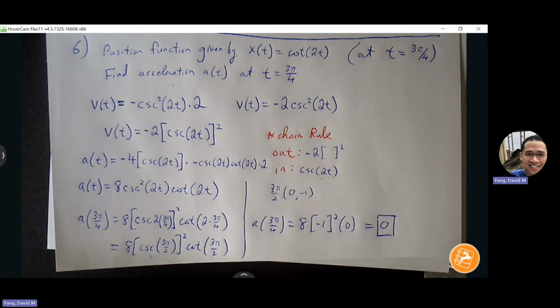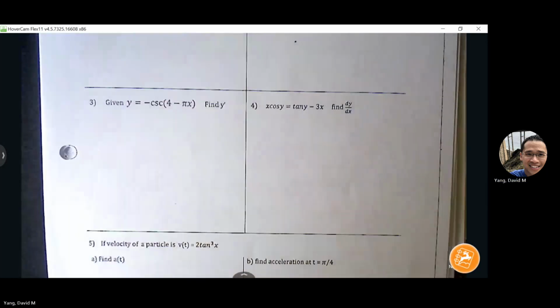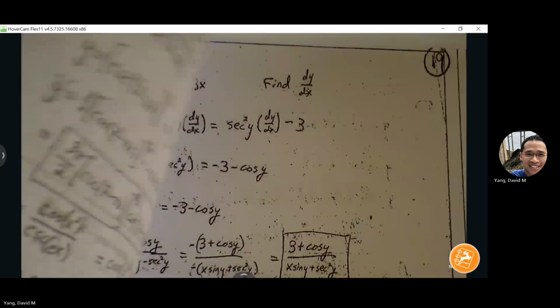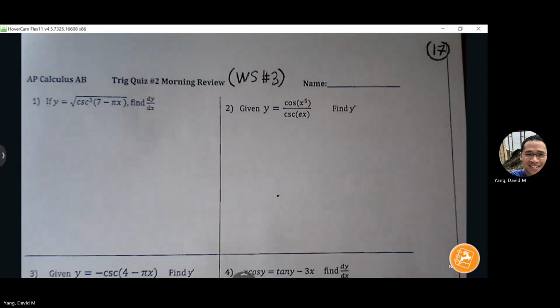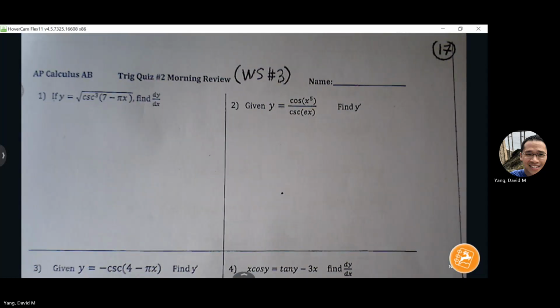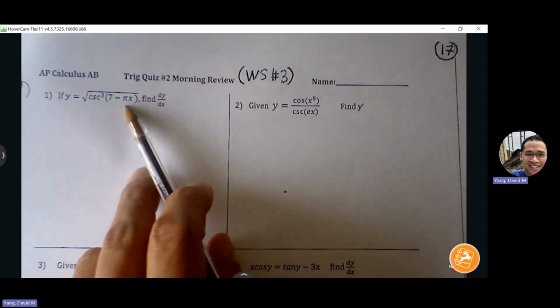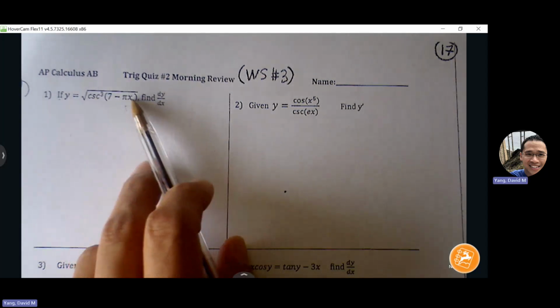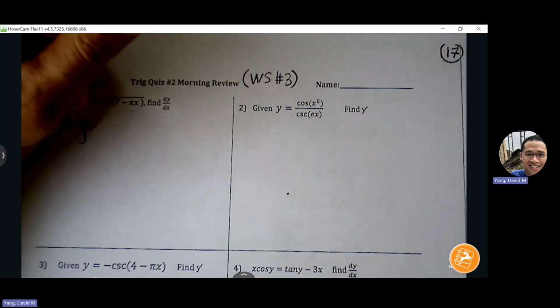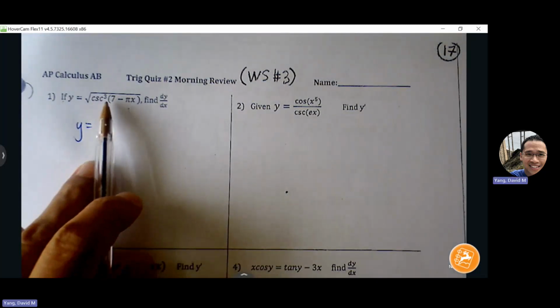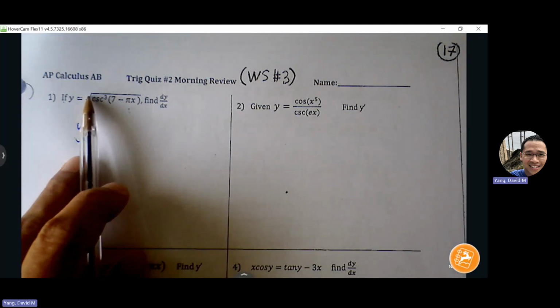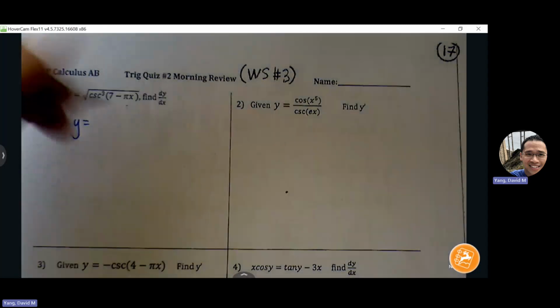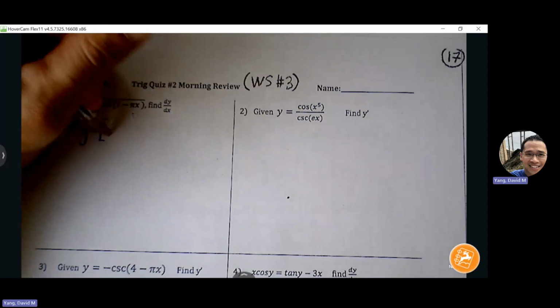Okay, let's see if we can spend a few minutes to start page 17. What would you do first with number 1? You would rewrite it. Rewrite it as what? Cosecant raised to the 3/2, right? That square root is a denominator 2. And then you clearly see chain rule, right?